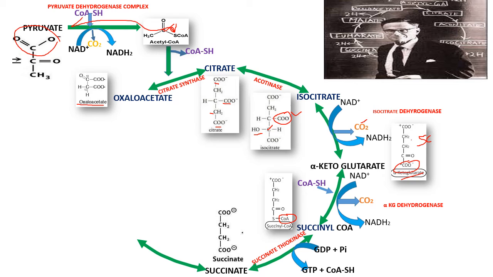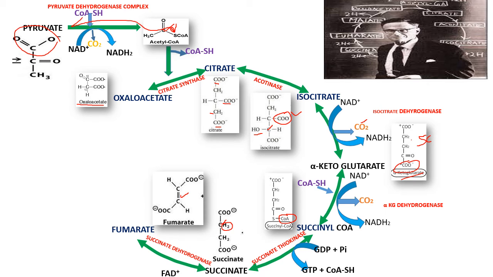In the next step, a small rearrangement takes place where succinate is converted into fumarate. If you look at the structure, you will find there is only one difference between succinate and fumarate: the addition of a double bond between the 2 and 3 carbons. This bond is formed because 2 hydrogens are added to FAD, which is converted to FADH2, and this reaction is catalyzed by the succinate dehydrogenase enzyme.